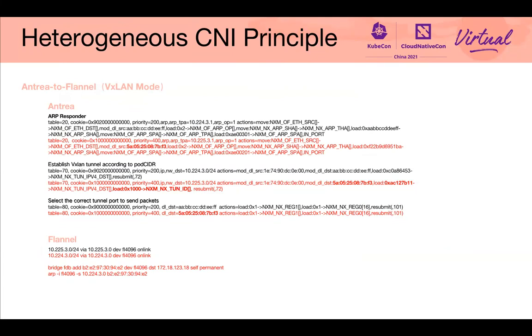Okay, I will introduce some information about this flow table. The black table is for entry to entry. You can see table 20. We know that it's about the ARP responder for the bridge gateway.